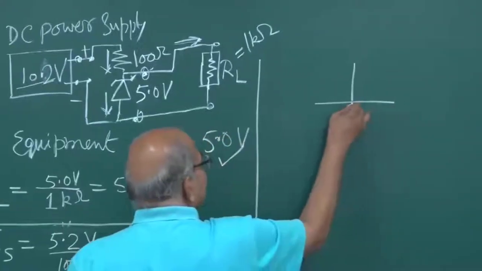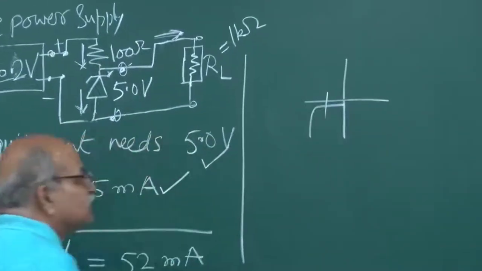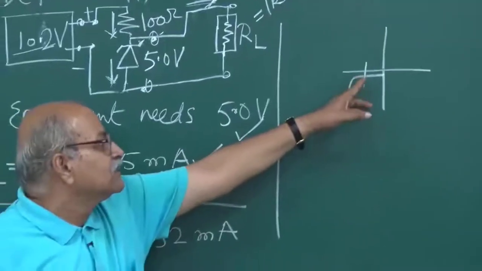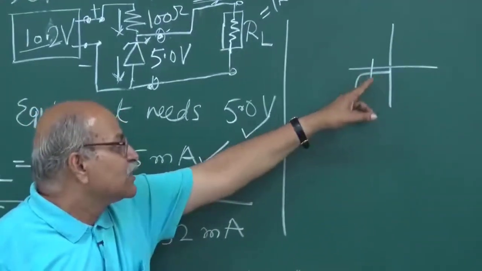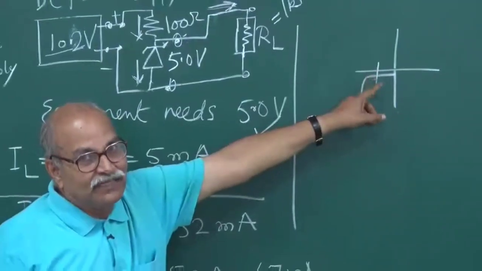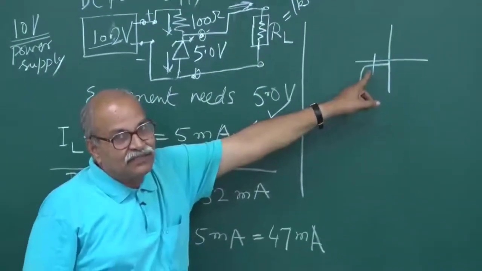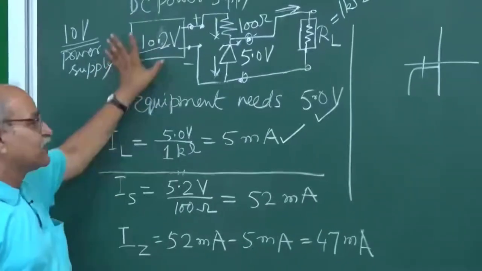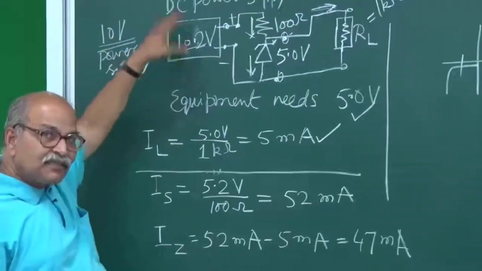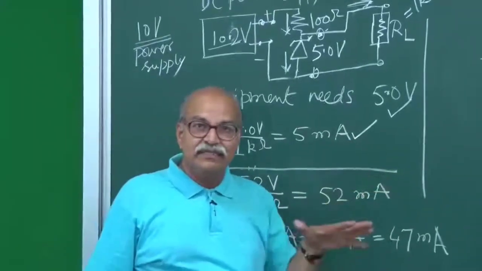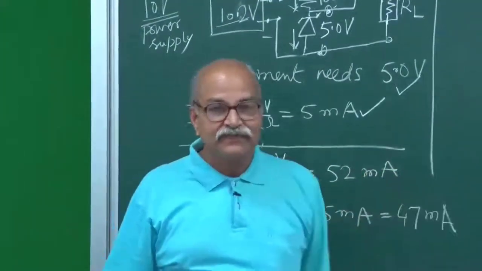Then you are not in the breakdown region, you are somewhere here. Then it is not true that your current changes but voltage does not change. In fact, the current through the zener does not change much and the voltage can change. So this has to be more than the breakdown, that's it. After that, let it fluctuate and it will give you a constant DC voltage.